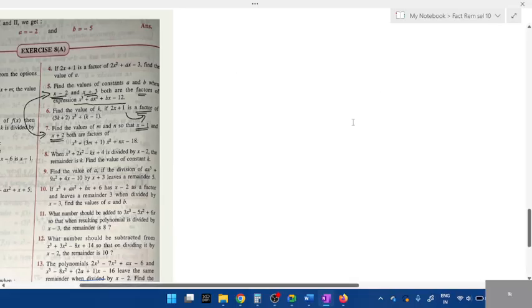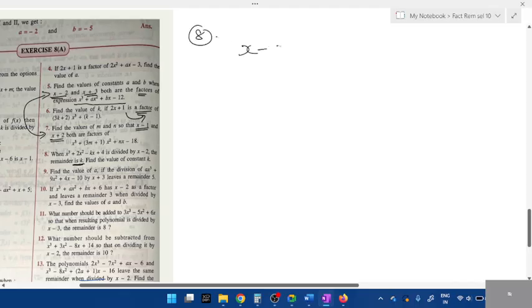See, the 8th one you can just skip, students. It's the same thing. What is given here? Have they told it is a factor? No, I'll do the 8th. See, if you solve this, what's the remainder? What's the remainder you're getting? K. So have they mentioned anywhere that it is a factor?